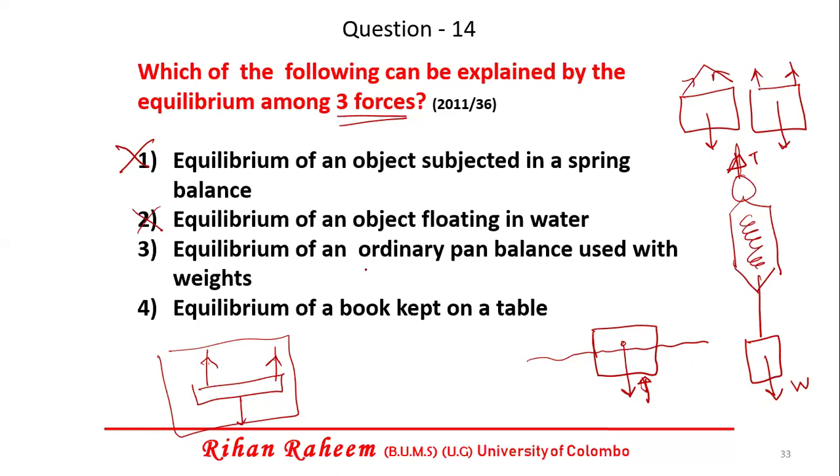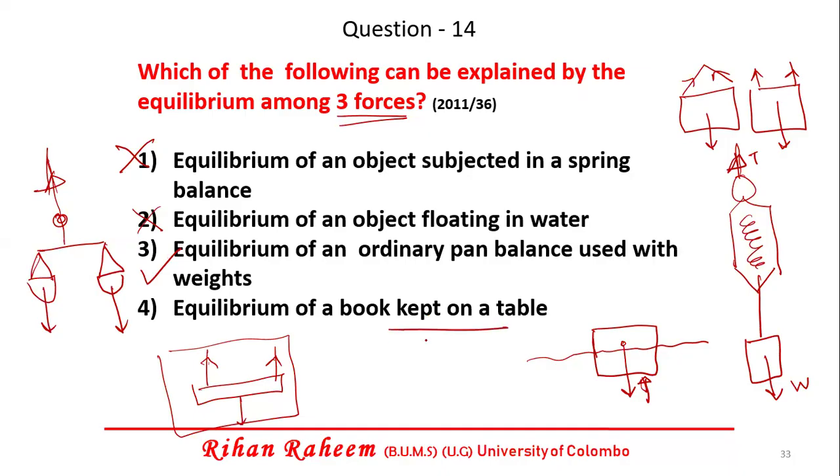Then equilibrium of an ordinary pan balance used with weights. This pan balance, have you all seen? In the old days they used to have it. And it's hung. There, this weight, and the upward tension. It's equilibrium under three parallel forces. Yes, we can go to that answer.